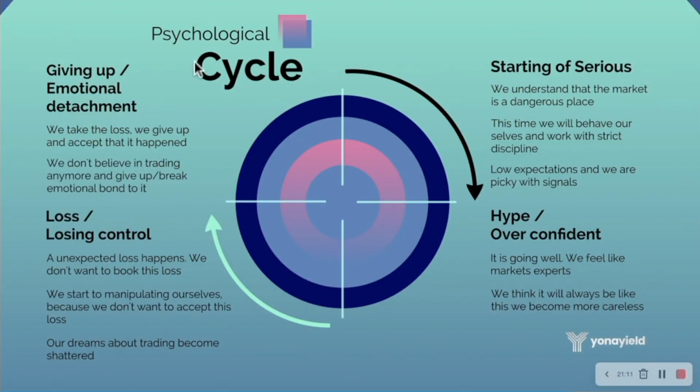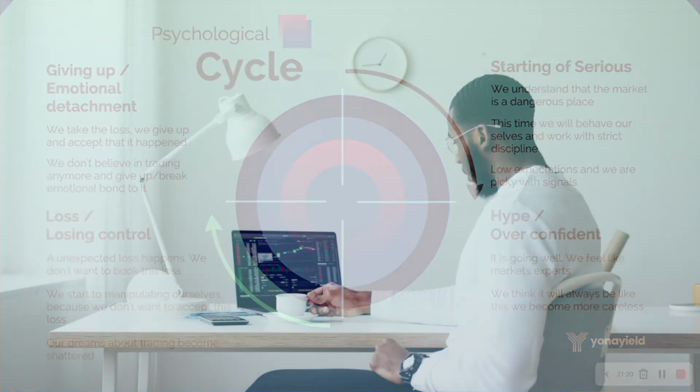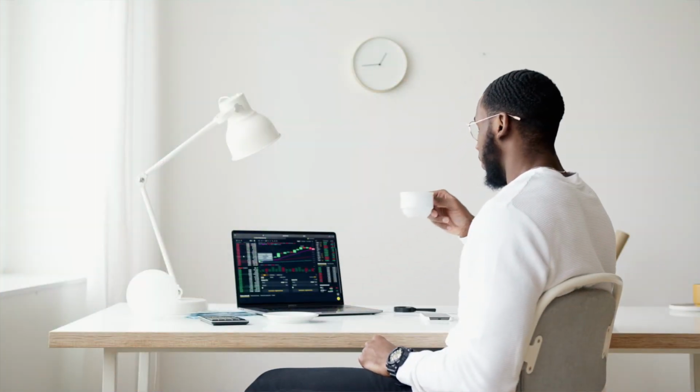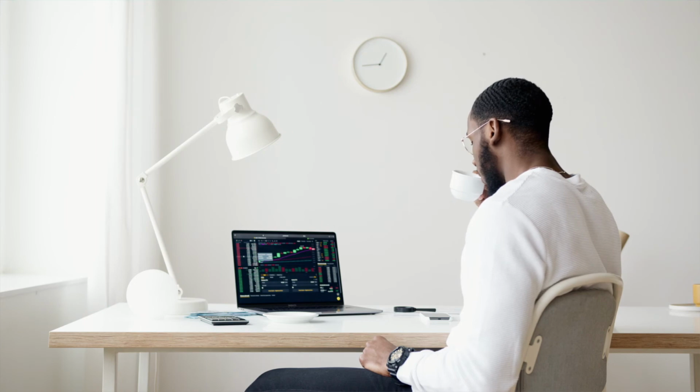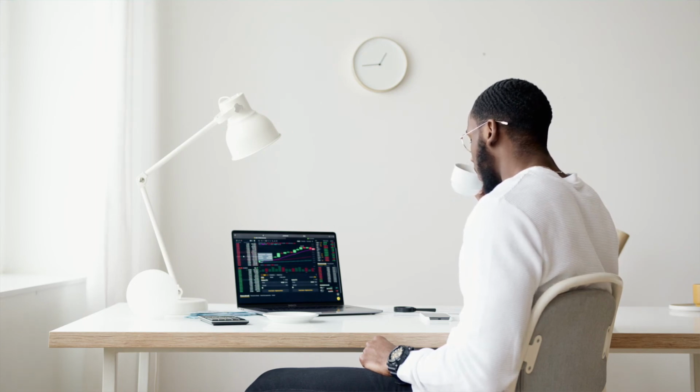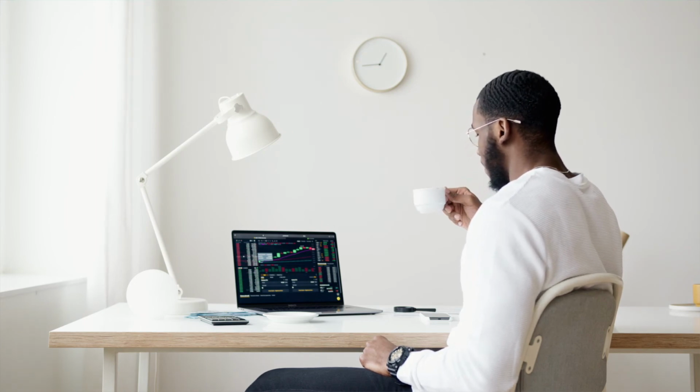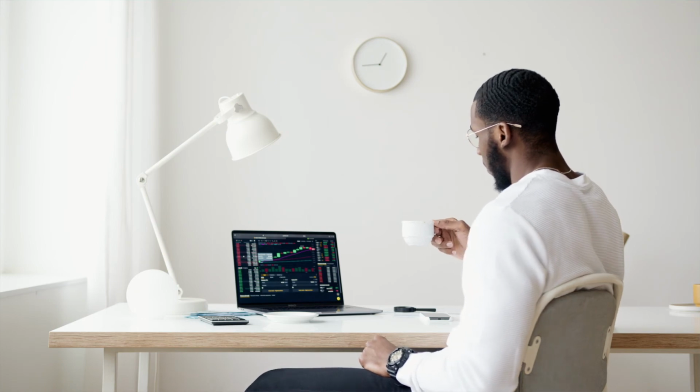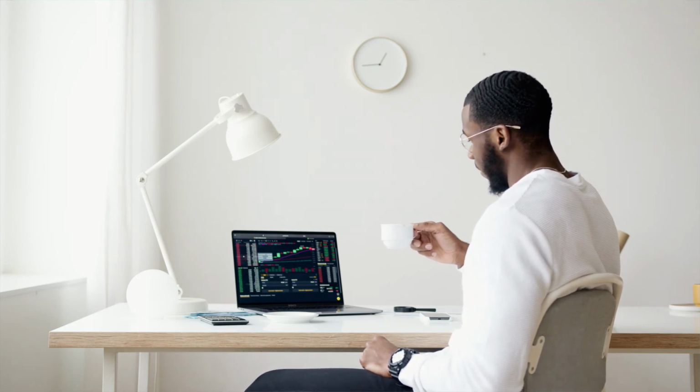When all of this is done, we normally go back in this starting of series because we want to trade again at some point in the future. We're not giving up completely, but we are level-headed again. And then what happens? We are serious, we take it seriously, we don't do any bullshitting, right? And with that, we can have good trades again. We do our best signals.